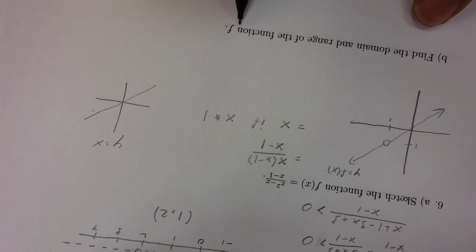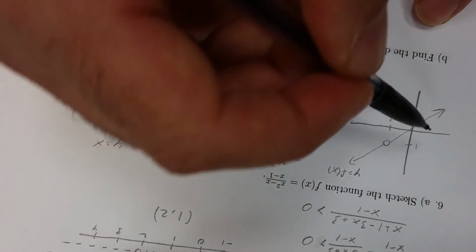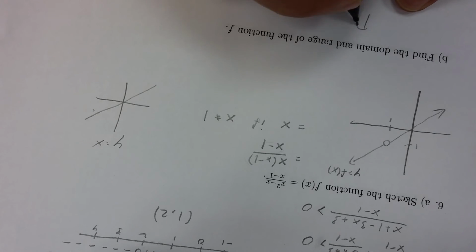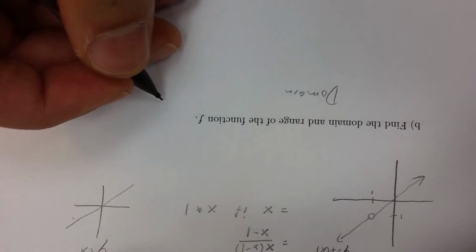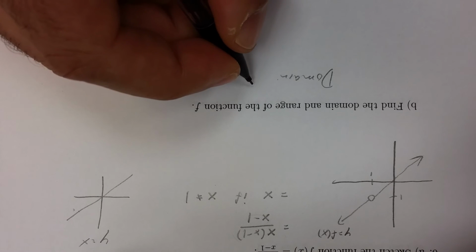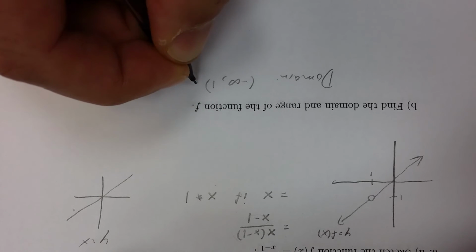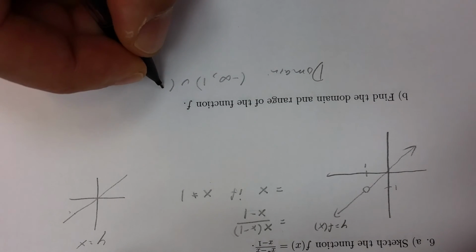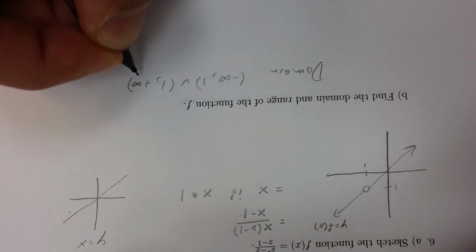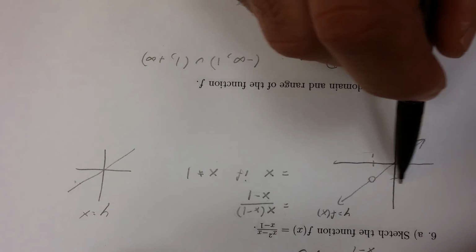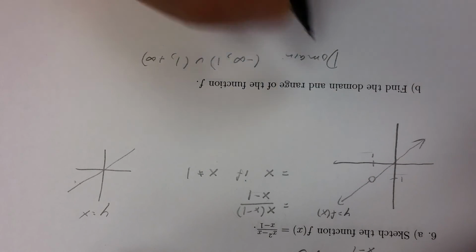Find the domain and the range of this function. Well, the domain is the set of all x values which can go in, which is basically everything except 1. The domain is all real numbers except 1. I can write that as negative infinity to 1, and also everything to the right of 1. And the range is the set of y values which come out, which are also everything except 1. There's that hole in the curve at x equals 1.